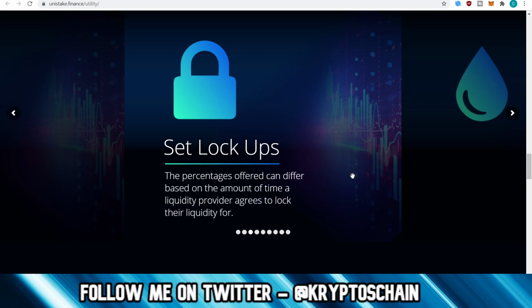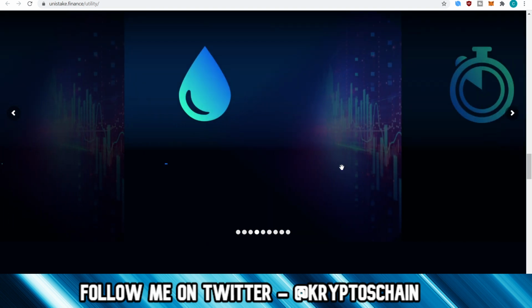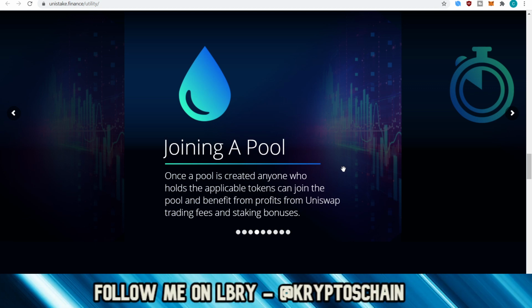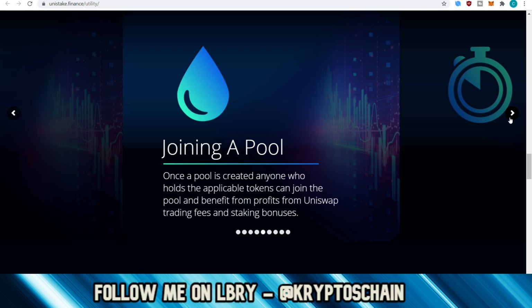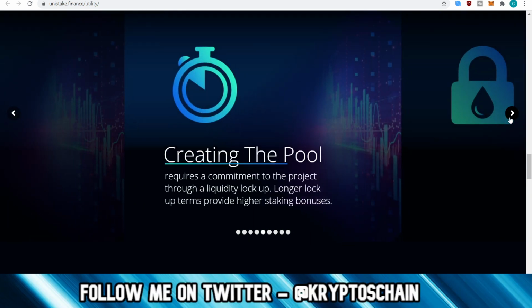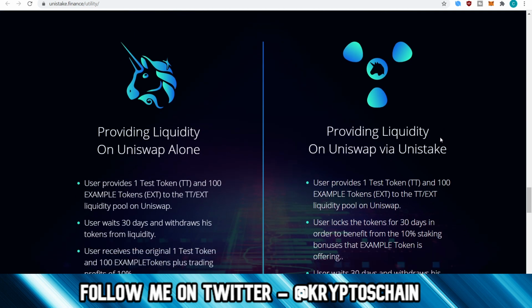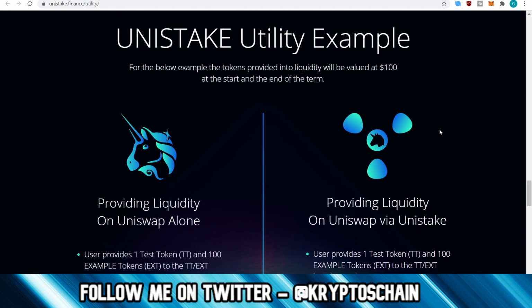Now, they need to set the lockup, so the percentage offered can differ based on the amount of time a liquidity provider agrees to lock their liquidity for. So, of course, the longer you lock them, the bigger the staking rewards, right? And now joining a pool. Once a pool is created, anyone who holds the applicable tokens can join the pool and benefit from profits from Uniswap trading fees and staking bonuses. So yeah, this is great. Here we could see that this is basically how it's going to work.